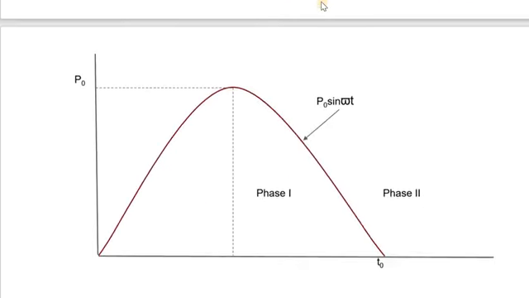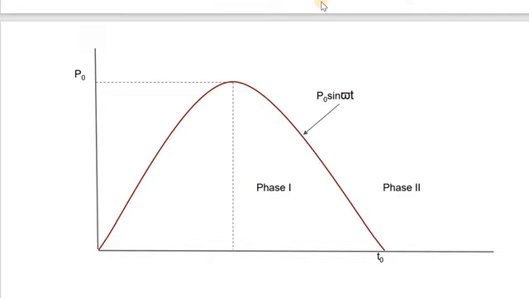So students, the next topic in module 2 is about another type of loading, that is half sine impulse loading. Half sine impulse loading. So here you can see this is the half sine loading, P0 sin omega-dash t.